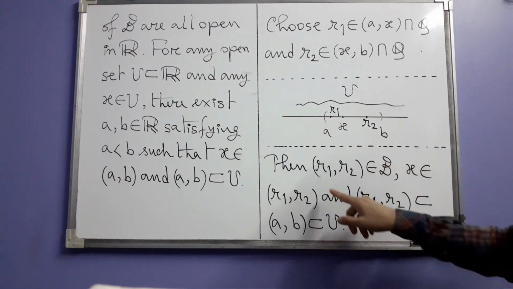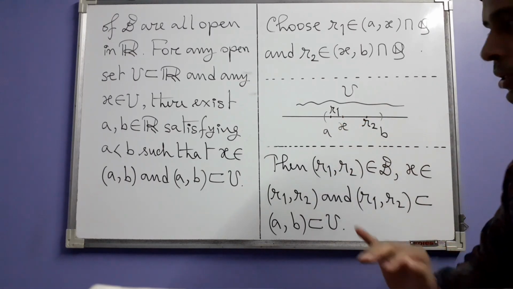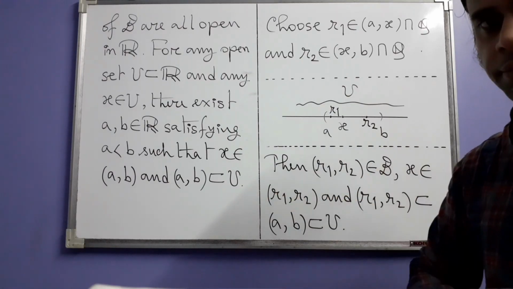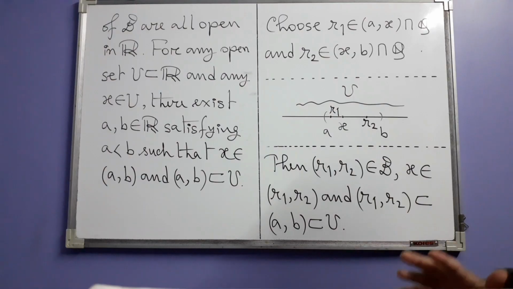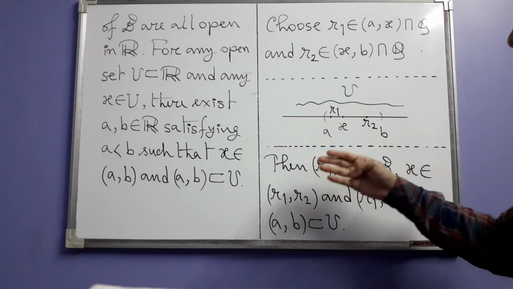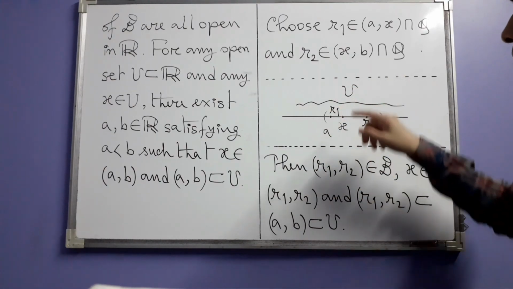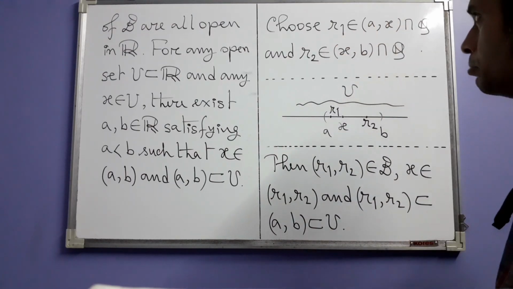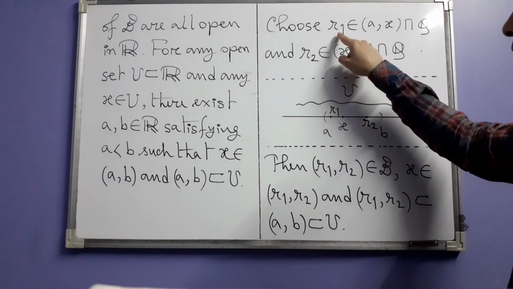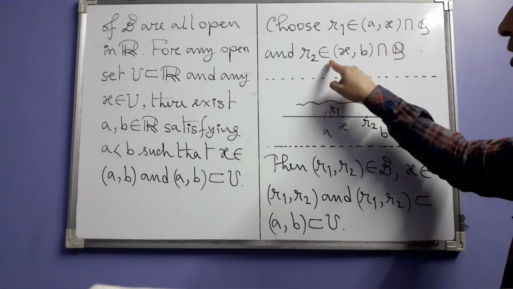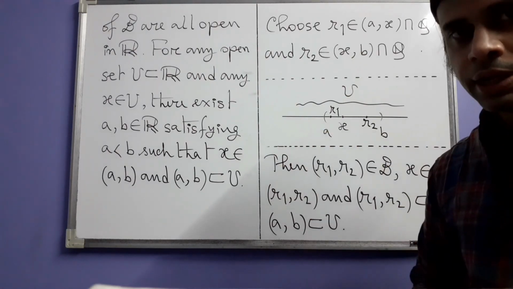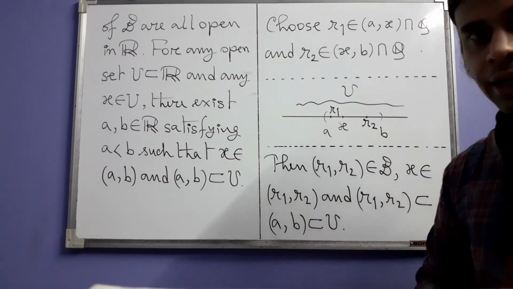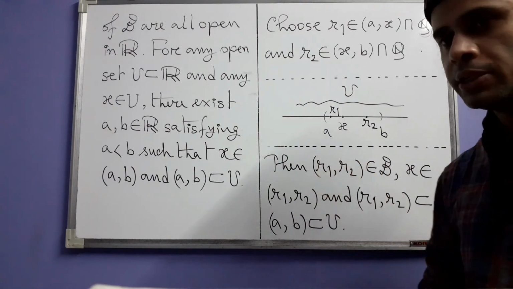Then you can clearly see that R1 is obviously less than R2. Why? Because you can actually go quite logically. If you want to get these conclusions logically, you can also choose to not rely on this figure. You can look at these conditions themselves. R1 belongs to a, x means what? It means in particular that R1 is less than x. R2 belongs to x, b means x is less than R2. So R1 is less than x and x is less than R2 means R1 is less than R2. So this is a legitimate open interval in R.